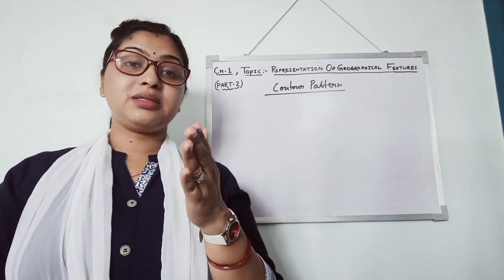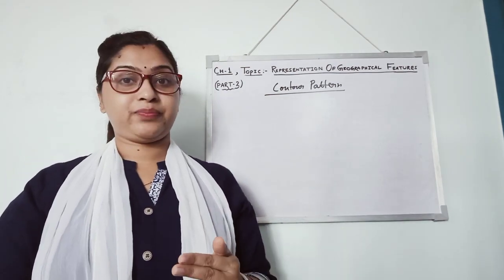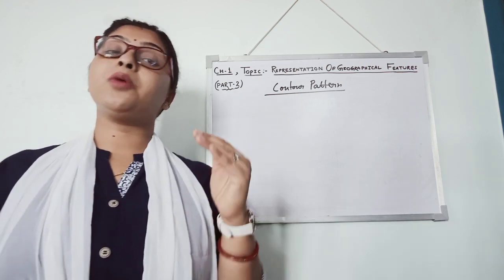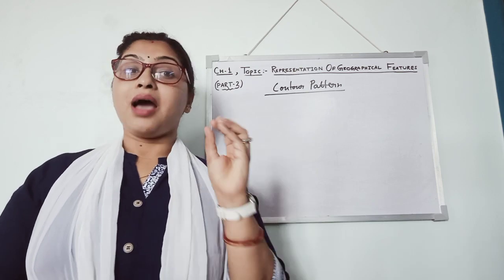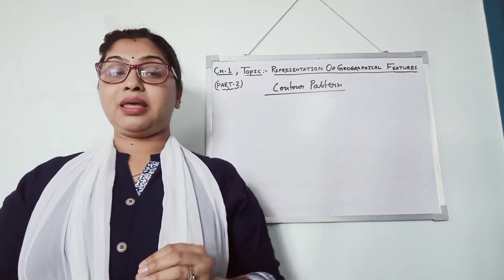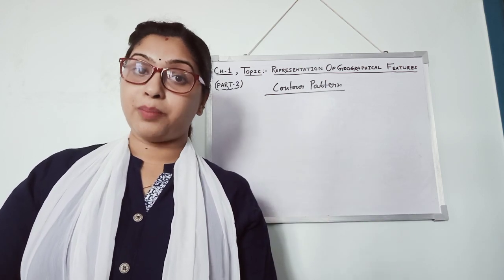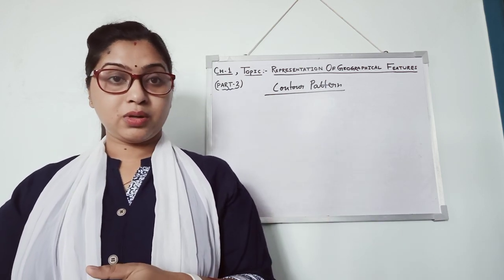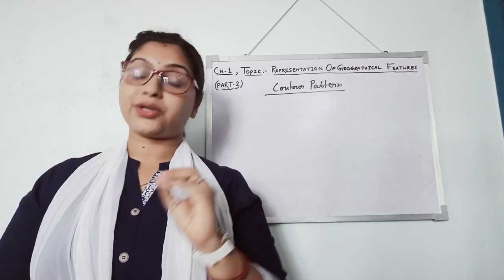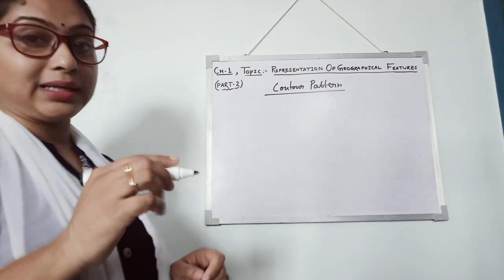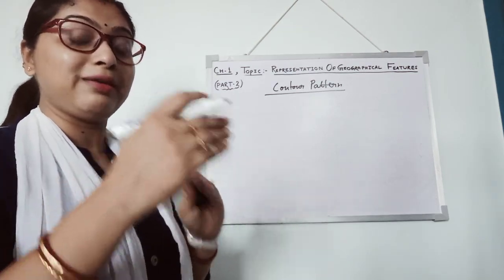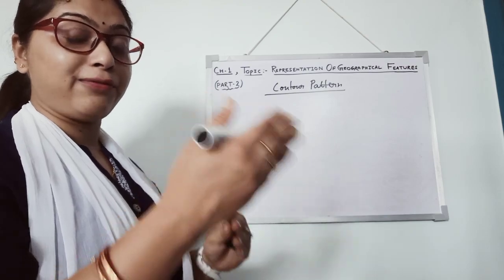It joins the places having the same height. Okay. So here, by seeing the pattern of contour, we can easily identify which kind of landform this is. Either it is a mountain or a plateau. Okay. So here we have to know the pattern. First, we have to know how this forms different kinds of slopes in different kinds of landform.